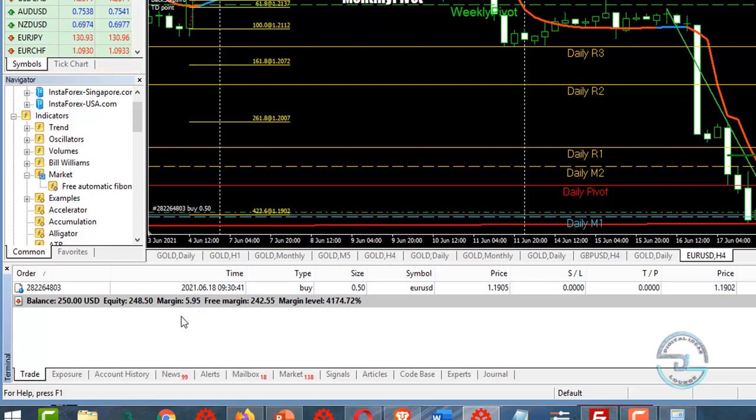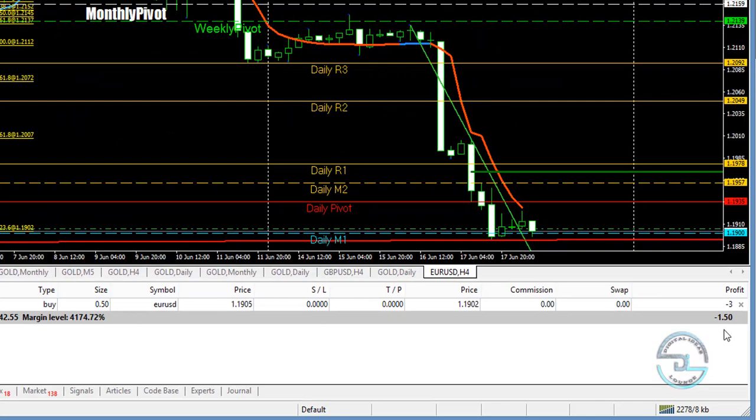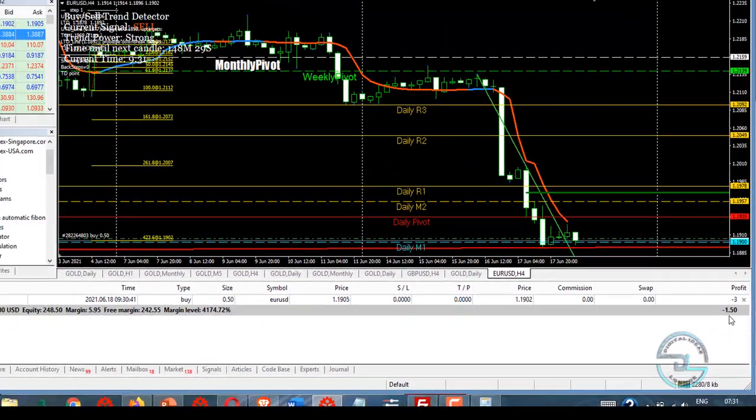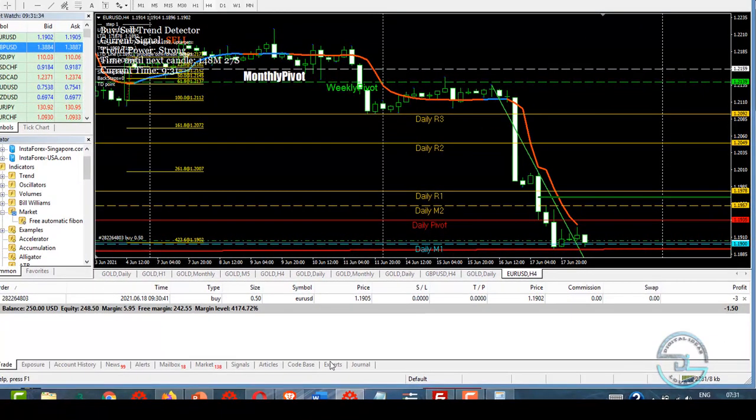Your equity now becomes whatever the difference is between the balance here and the profit here. You can see that the profit here is 1 point minus 1.5. So that's why your equity is now 248.5. You can see your margin is fixed, which is 5.95, based on the leverage you have chosen and the price at which you entered the market. Okay, so that is the way it is done.